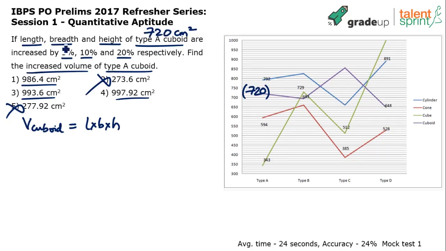If I can find out the change in the volume, I have been given the percentage change in the sides. We know the percentage increments in the sides individually, but what is the percentage increase in the volume? If that can be evaluated, then you can solve the question very easily.